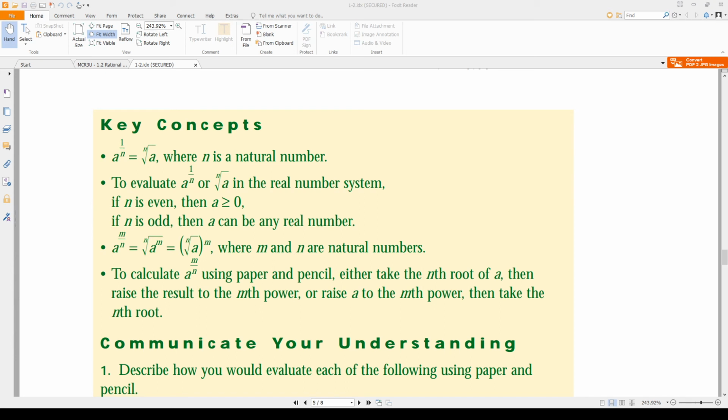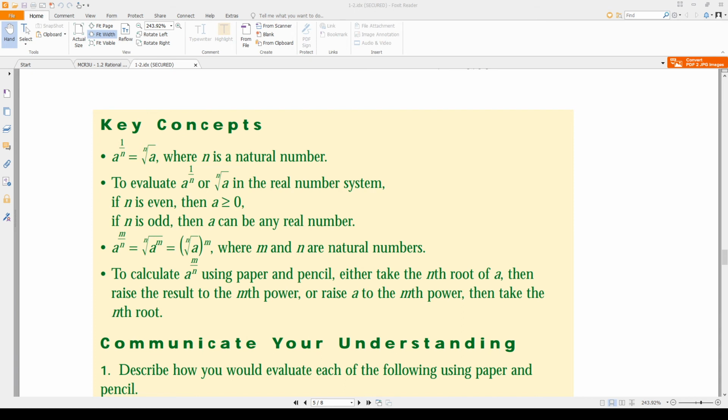So the reason we want positive values here is if we had, and we'll talk about this in a second, what would happen if n was negative? Okay. So anyway, we'll talk about that in a minute. To evaluate a to the 1 over n, or the nth root of a in the real number system, if n is even, then a has to be greater than or equal to 0. So we were just talking about that. If n is even, then the base has to be positive if we're in the real number system. Okay? But if n is odd, then a can be any real number. The base can be any real number at that point.